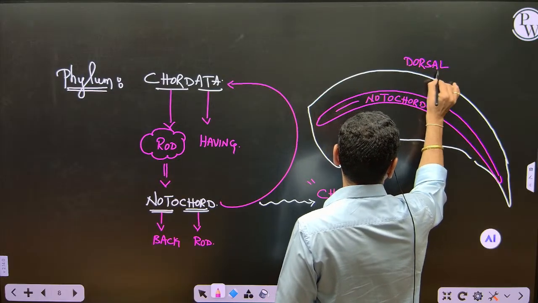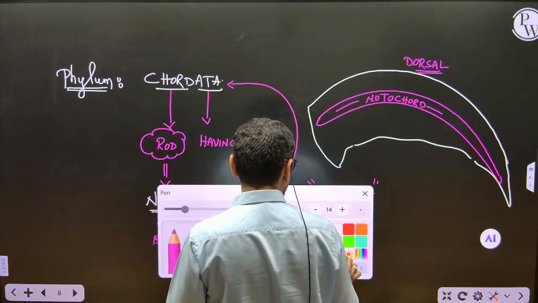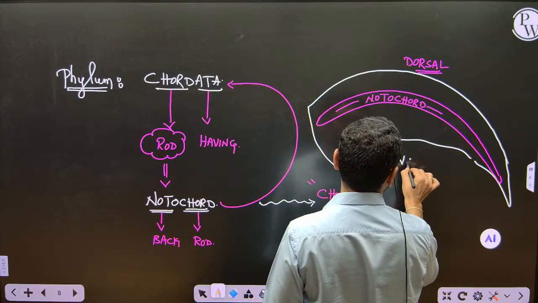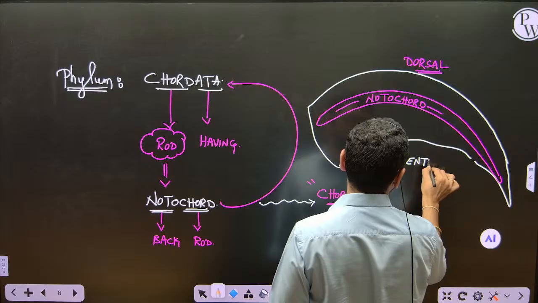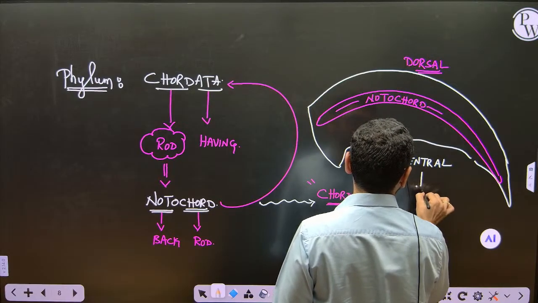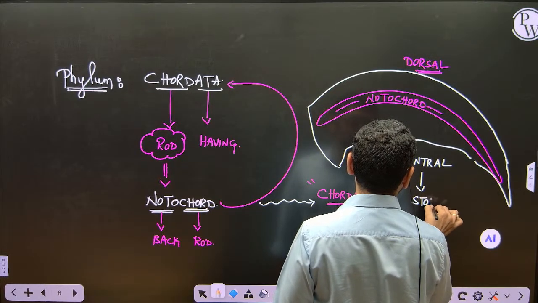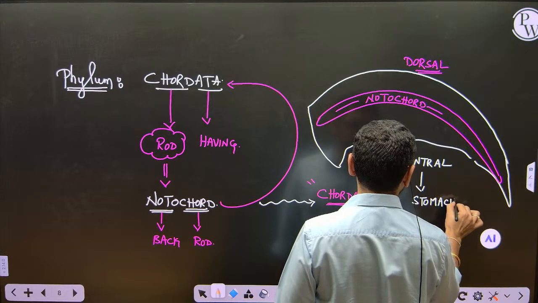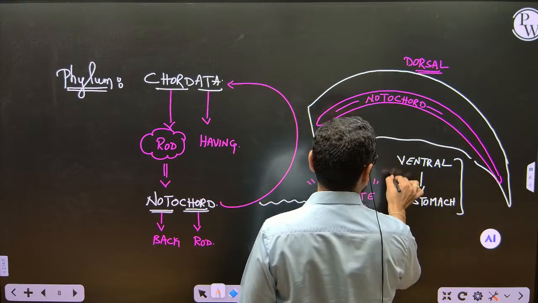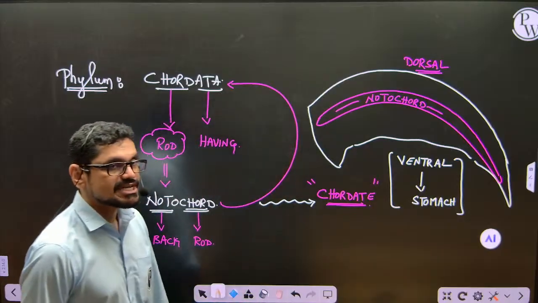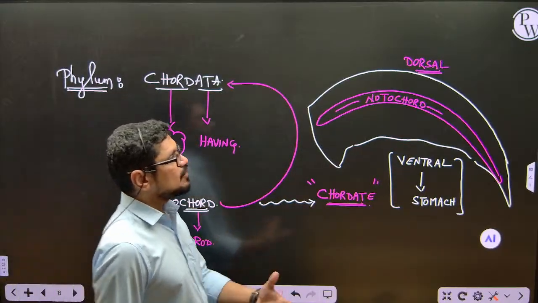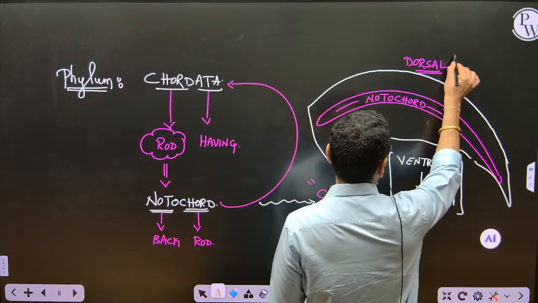Back side is dorsal side. And what is the lower side? Lower side is called ventral, V-E-N-T-R-A-L. Ventral side means stomach side, S-T-O-M-A-C-H. So stomach side is always the ventral side, whereas the opposite side is called dorsal side.